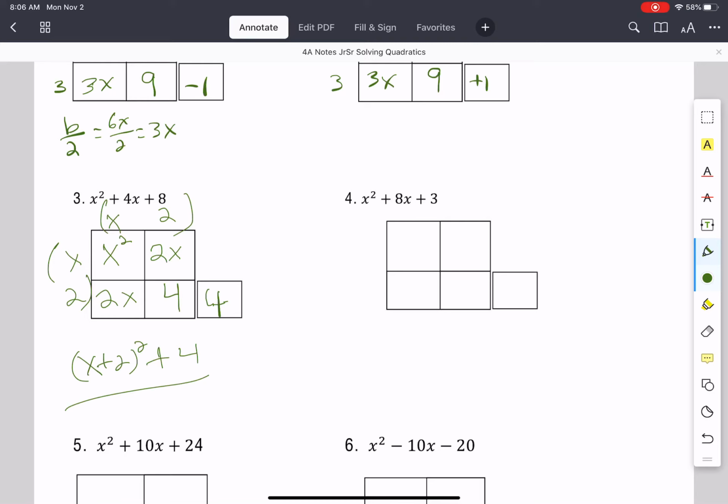Do you guys think you could try 4 and 5? Yeah, try 4 and 5.